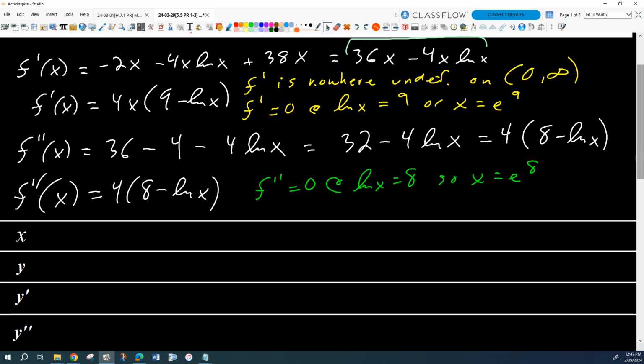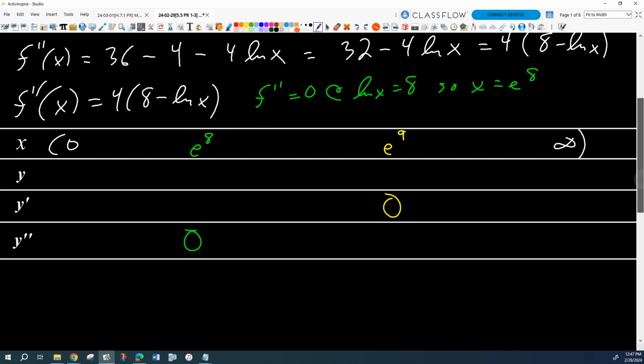All right, so our domain, we said, extended to the right of 0. We had one critical number way out there at e to the 9th, a zero of the first derivative, and e to the 8th is a zero of the second derivative, right?